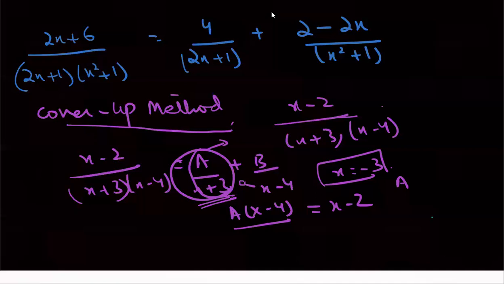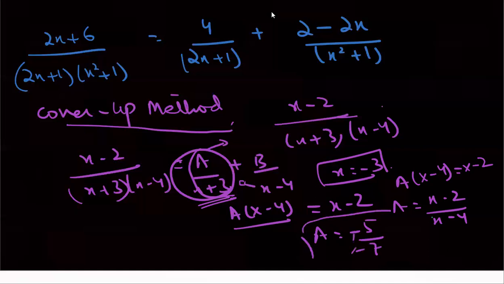So a(x minus 4) is equal to x minus 2. A is equal to (x minus 2) divided by (x minus 4). Taking the value of minus 3 in it, a becomes minus 3 minus 2, which is minus 5, and minus 3 minus 4 becomes minus 7. So after equating the value, a becomes 5 over 7, right? Is this clear?